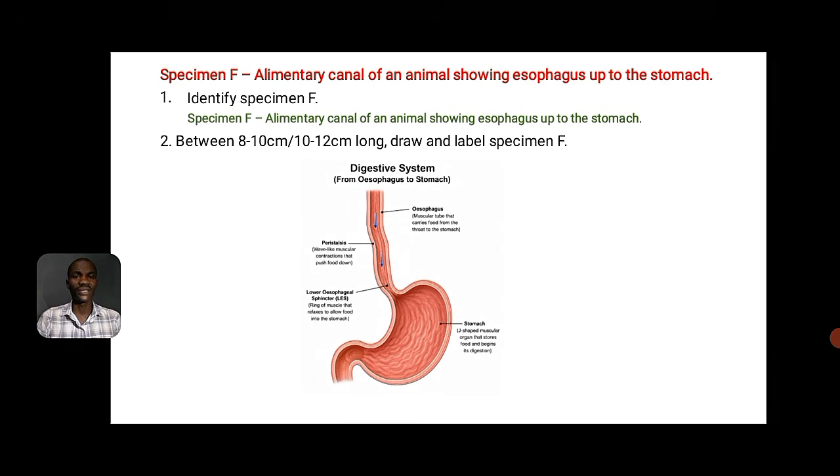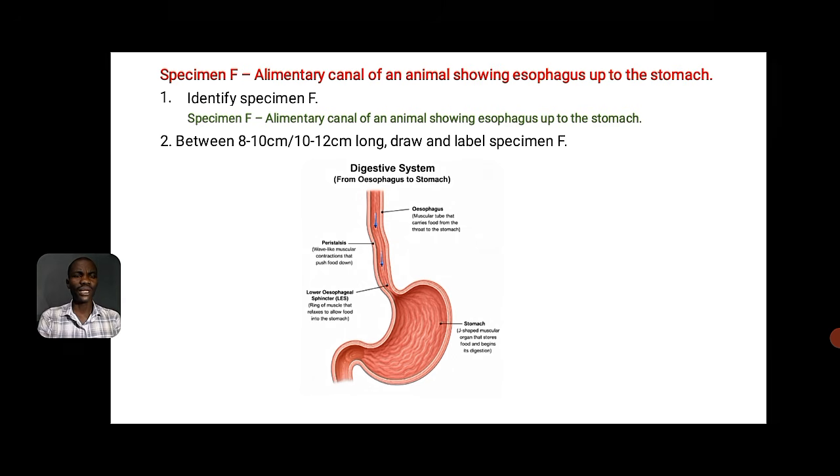So the first thing is you are going to write your title. Writing your title is just 1 mark. If you forget, you have lost 1 mark. Students tend to forget this many times when they are asked to draw any diagram. So the first thing is to write your title, saying: diagram showing the alimentary canal of an animal from the esophagus to the stomach. That is your title.